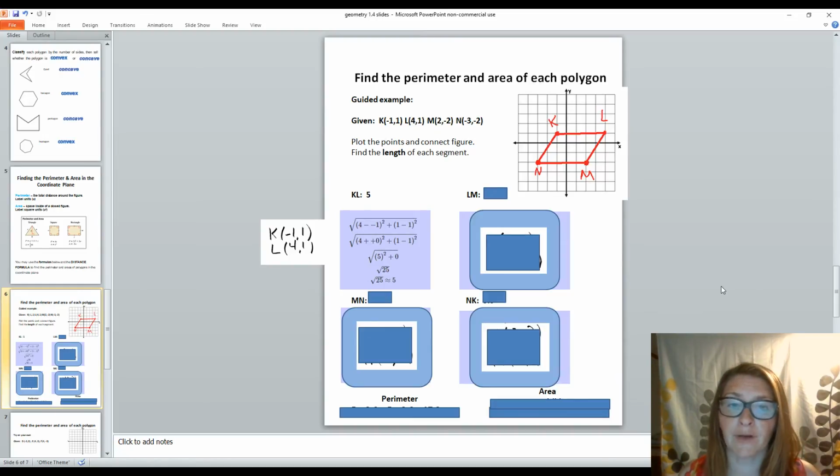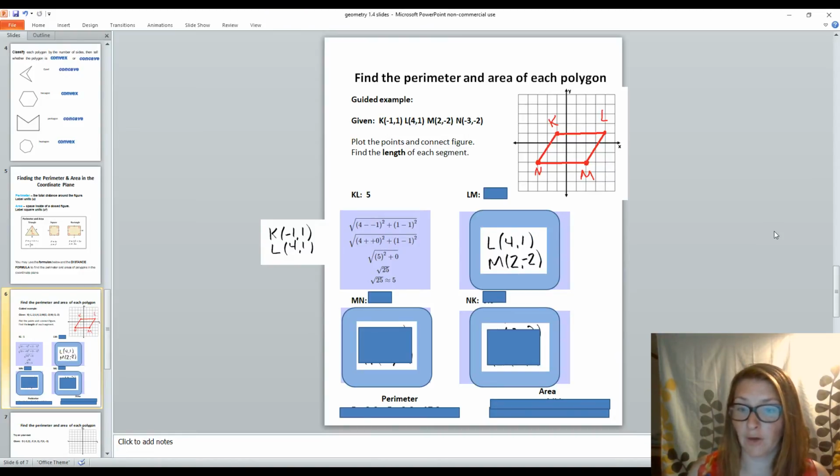Now you're going to do the same thing for LM. What points are we using for L to M? We're using 1, -2. And we're going to find our length. Again, using length, we're finding the distance. So we're using that distance formula again.